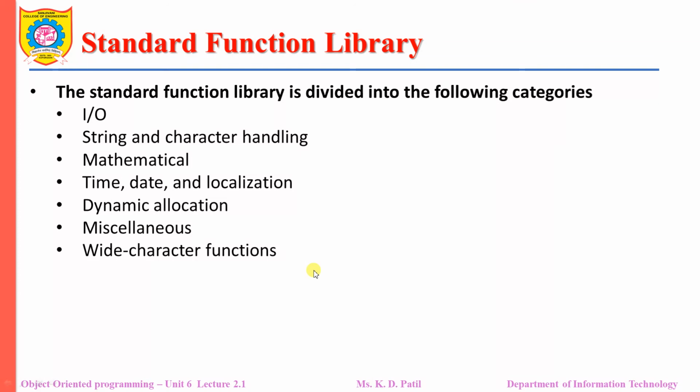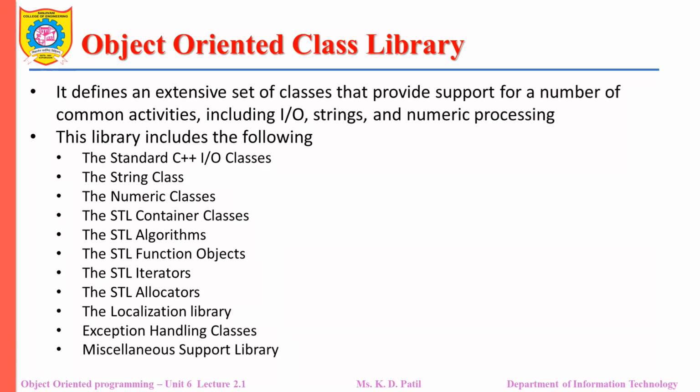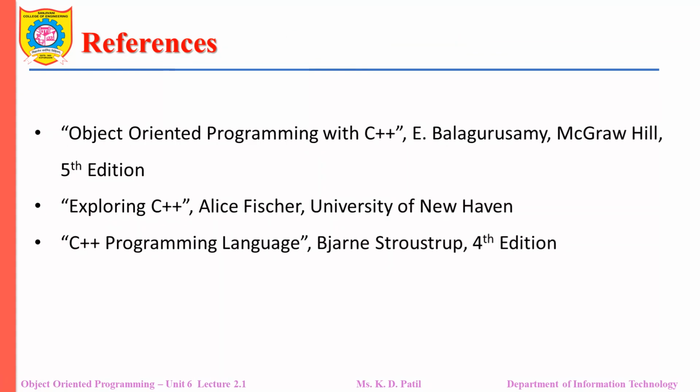The standard function library is divided into different categories such as input-output functions, string and character handling functions, mathematical functions, time, date and localization functions, dynamic allocation functions, and wide character functions, whereas the object-oriented class library defines an extensive set of classes that provides support for a number of common activities including input-output, strings, and numeric processing. This library includes the standard C++ input-output classes, string classes, numeric classes, STL containers, STL algorithms, function objects, iterators, allocators, exception handling classes, etc. I hope you have got the general idea of the C++ standard library.